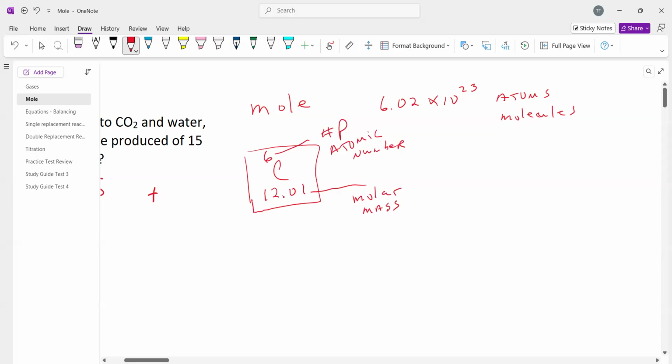So we have this definition of a mole. And what it is is the grams in 1 mole. So if I took 6.02 times 10 to the 23rd atoms of carbon and weighed it, it would weigh 12.01 grams.